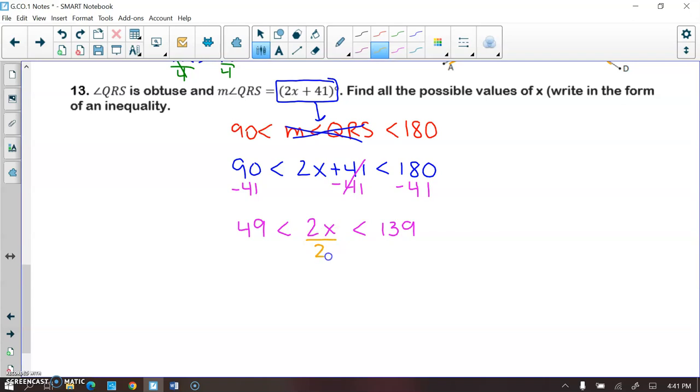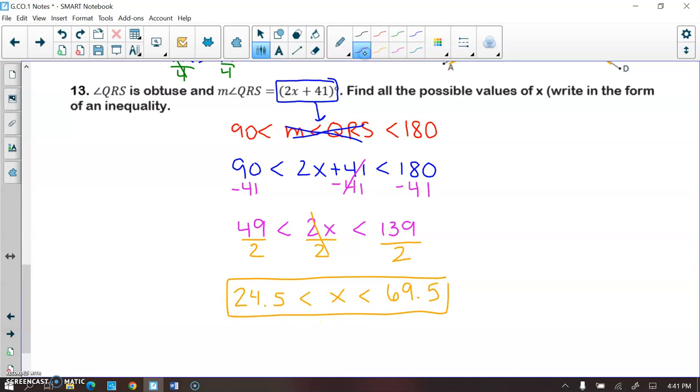Then I'm going to divide by 2 on all 3 sides. 49 divided by 2 is 24.5. And then I have my x, the 2s cancel. And 139 divided by 2 is 69.5. So this is my answer. And what this means is that if I put any number between 24.5 and 69.5 in for x in my 2x plus 41, it would give me an obtuse angle measure.